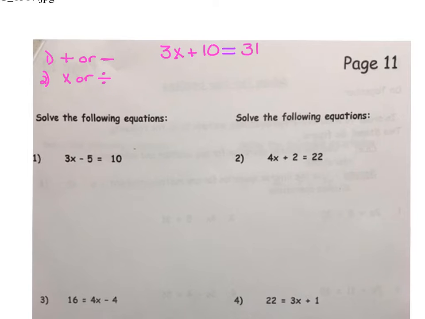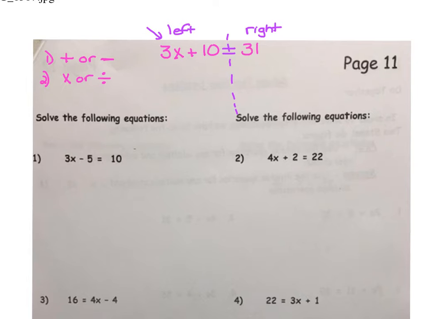Let's jot down some notes at the top of your page. Jot down the equation 3 times x plus 10 equals 31. Once you have your equation written, make sure you drop a dotted line down the equation, defining the left side of the equation and the right side.